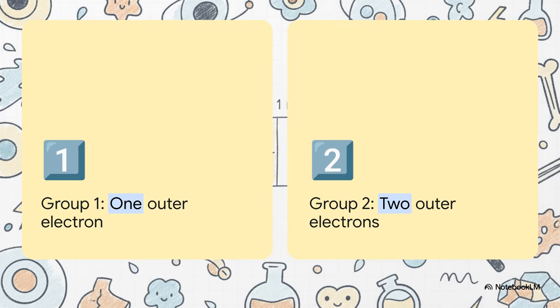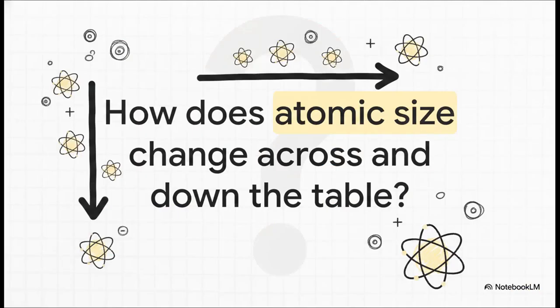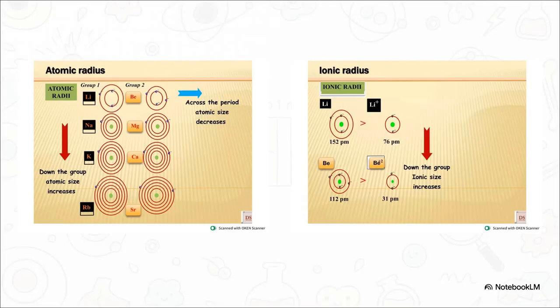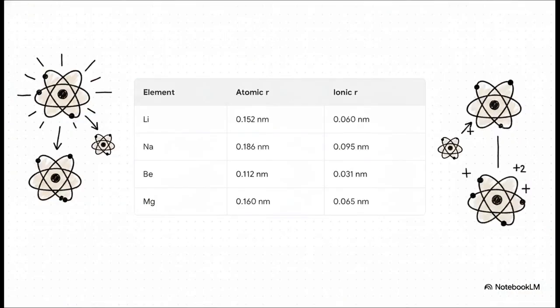It all starts here. Group 1 alkali metals rock just one outer electron, while Group 2 holds two. Now you might be wondering, how do those specific electron counts actually dictate their physical size? Well, atomic size increases down the group, but surprisingly shrinks going across from Group 1 to 2. Plus, losing an electron creates a cation. This causes the ionic radius to shrink drastically for both groups.